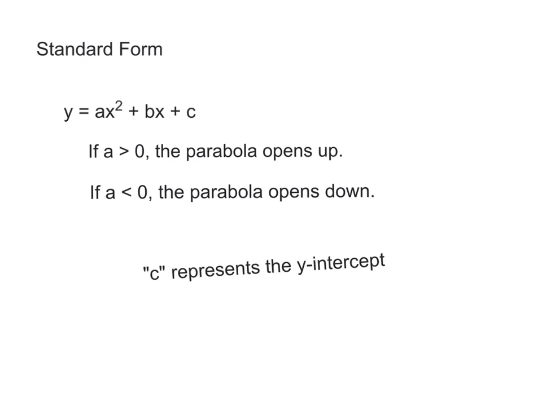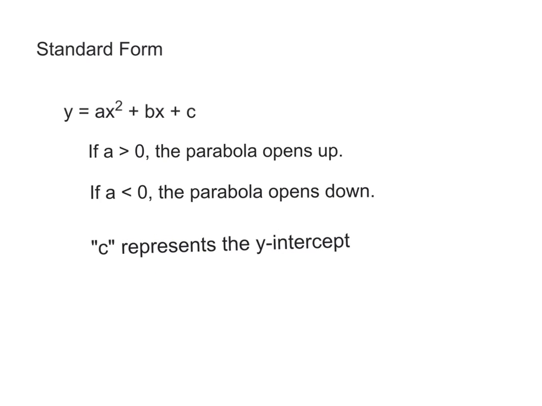One thing that you may have noticed is that c represents the y-intercept. So whatever constant you have at the end is the y-intercept, which makes sense if you think about a y-intercept. A y-intercept is the y value when x is equal to 0. So if you put 0 for those x's, all you're left with is y equals c. So that's the y-intercept.